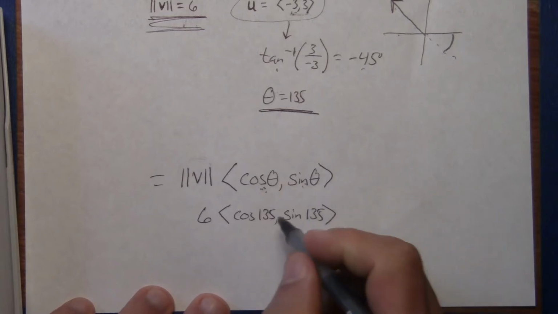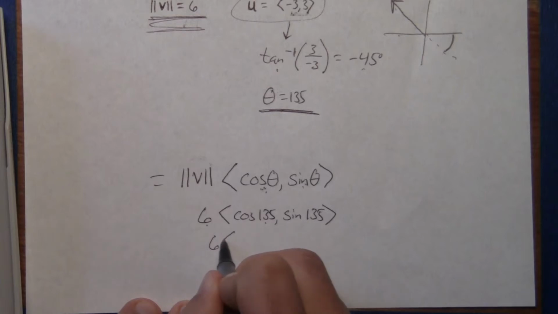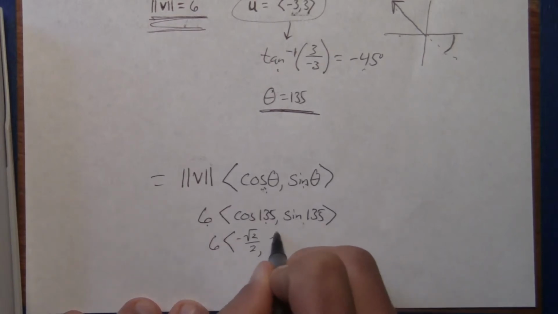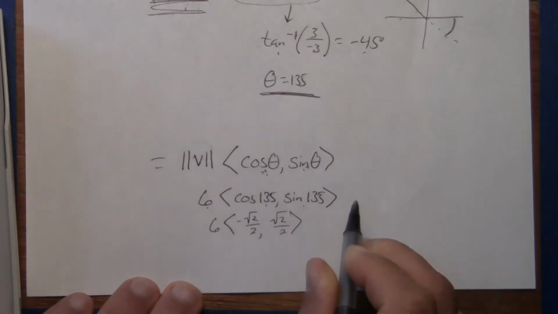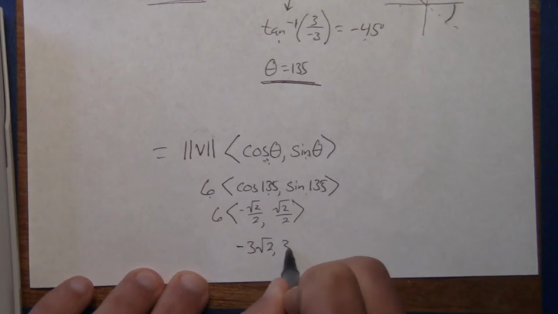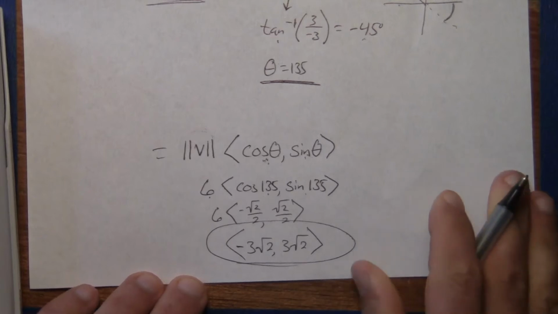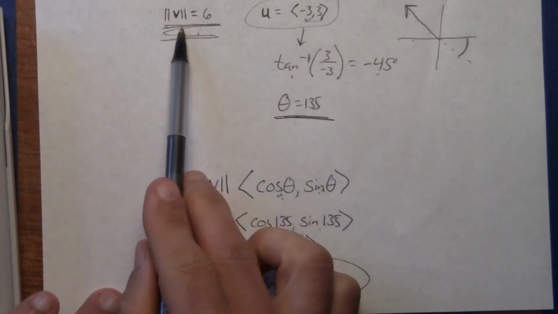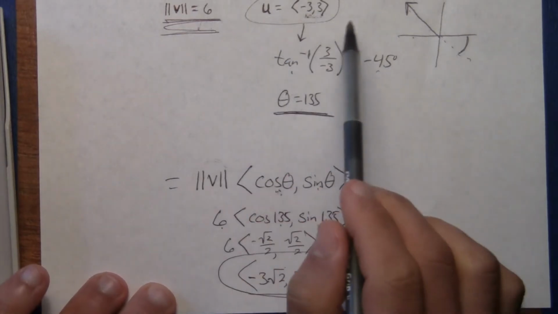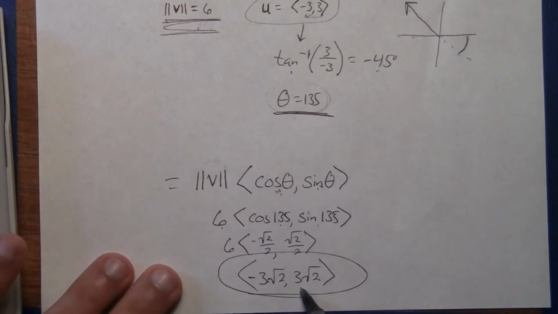And so, if I remember that, I know that that's negative square root of 2 over 2. So 6 times negative square root of 2 over 2, comma, that would be a positive square root of 2 over 2. Simplifying, I would end up with negative 3 square roots of 2, comma, positive 3 square roots of 2. And this vector in component form will be the vector that has a length of 6, meaning if I do a squared plus b squared equals c squared, it'll eventually give me 6. And it's going to give me an angle of 135 degrees if I do the tangent inverse.